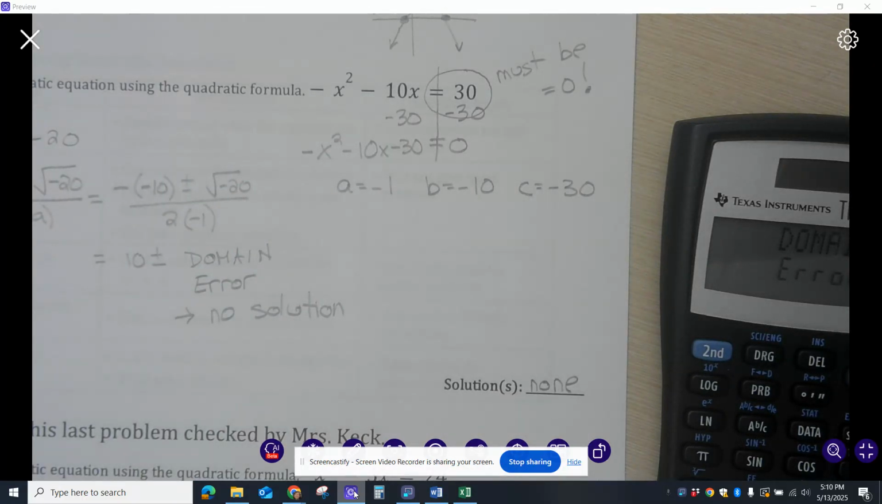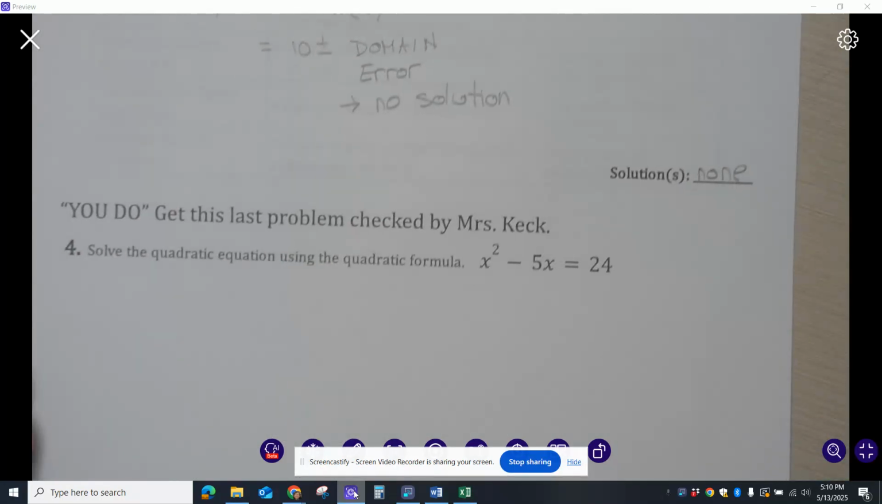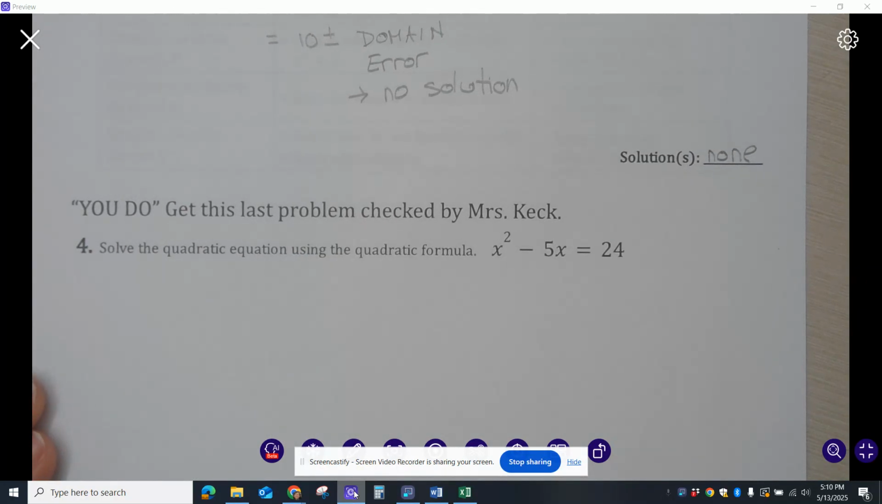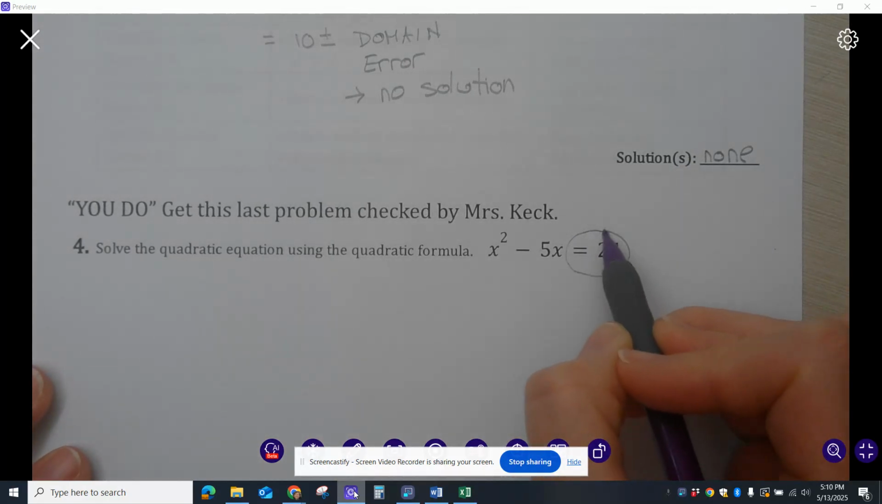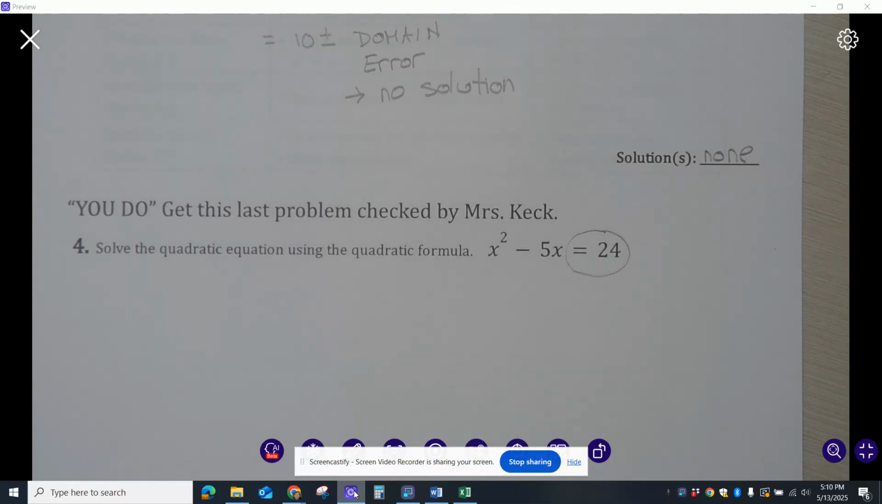So that one was a little tricky, so we ended up going through that one together. The last one is a you-do, so I want you to do this one all by yourself. I'm just going to give you a little hint by circling that equals 24 there. Okay, that's it for 9.5. Thank you very much.